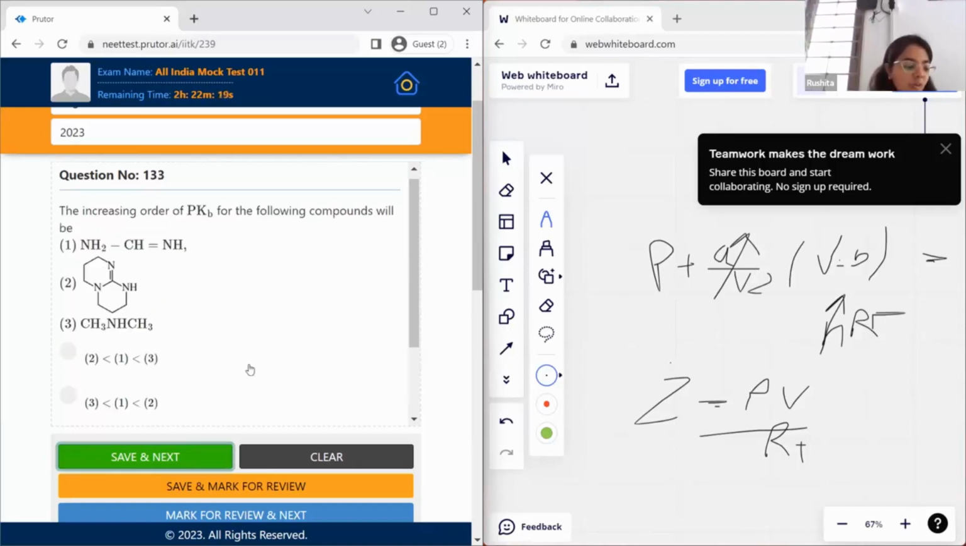Okay, the increasing order of pKb. So pKb is basically acidity.